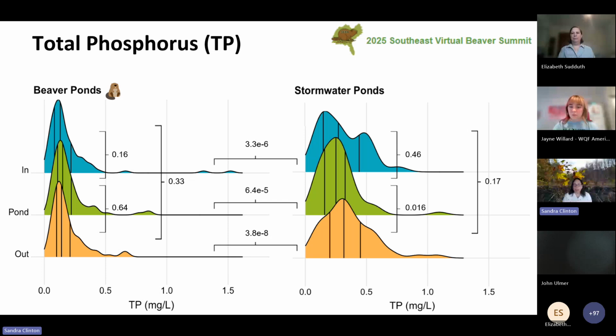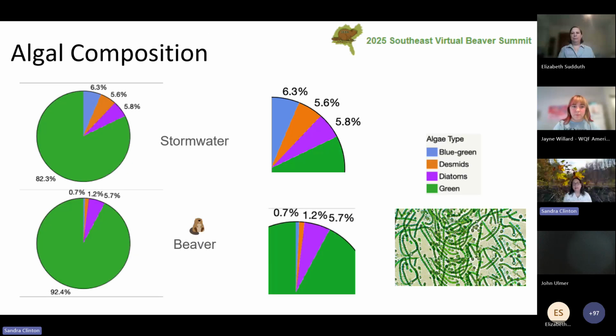So thinking about eutrophication, let's just look at the ponds and not just the ins and outs. One of the other things we did is we measured algal composition just in the ponds. And for those of you that work in cities and are familiar with stormwater ponds, having eutrophic or high nutrient concentrations in our stormwater ponds is an issue across the US, but particularly here in the Southeast.